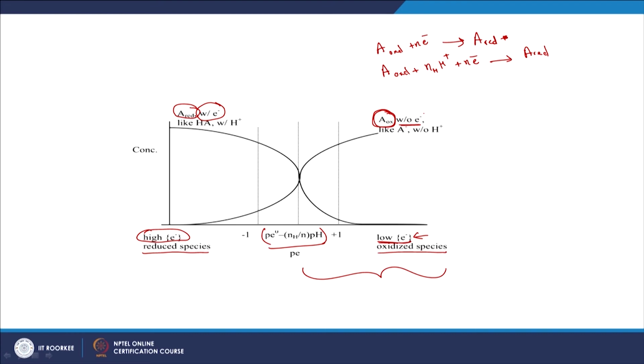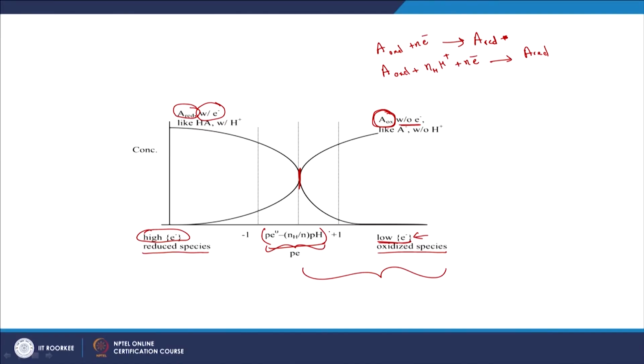So, again, when would the concentrations of these reduced and oxidized species be similar or the same? It is going to be when Pe equals this particular reference, Pe naught minus NH by N times pH. Earlier, for the simple case, they were equal when Pe was equal to Pe naught. In this case, we now have a new reference: when Pe equals Pe naught minus NH by N pH, we would have the activity of the reduced form equal to the activity of the oxidized form. So, that is one particular case.